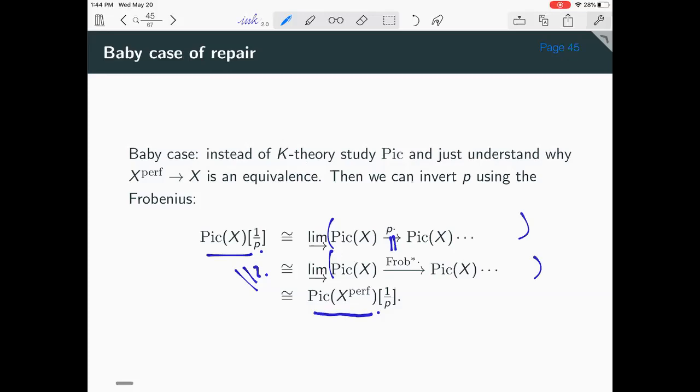So we learned that this is a common theme in algebraic K theory. If you want to prove something in algebraic K theory, the first thing you ask is, is it true for Pic? You try to prove the thing for Pic first, and it seems to be easier. And then you get inspired, and you try to do something about algebraic K theory.